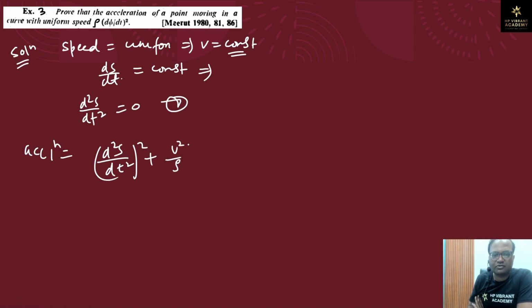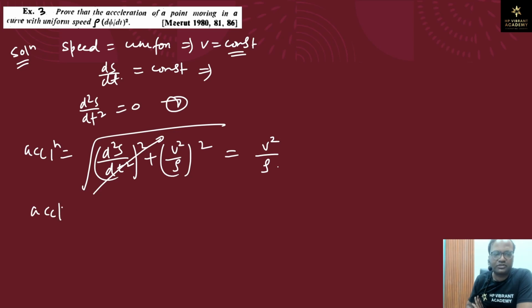V square upon rho, whole square, under root rho. So this gets vanished because it is 0. This is equal to v square upon rho. So acceleration is equal to, we can write this as, we can multiply rho in the numerator and multiply rho in the denominator. The rho is equal to v square upon rho square.